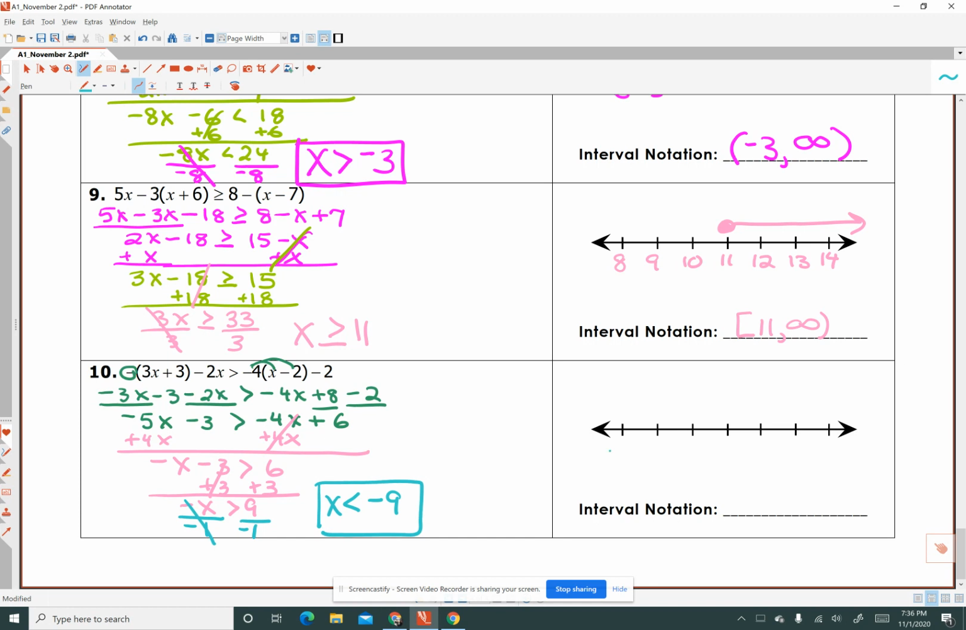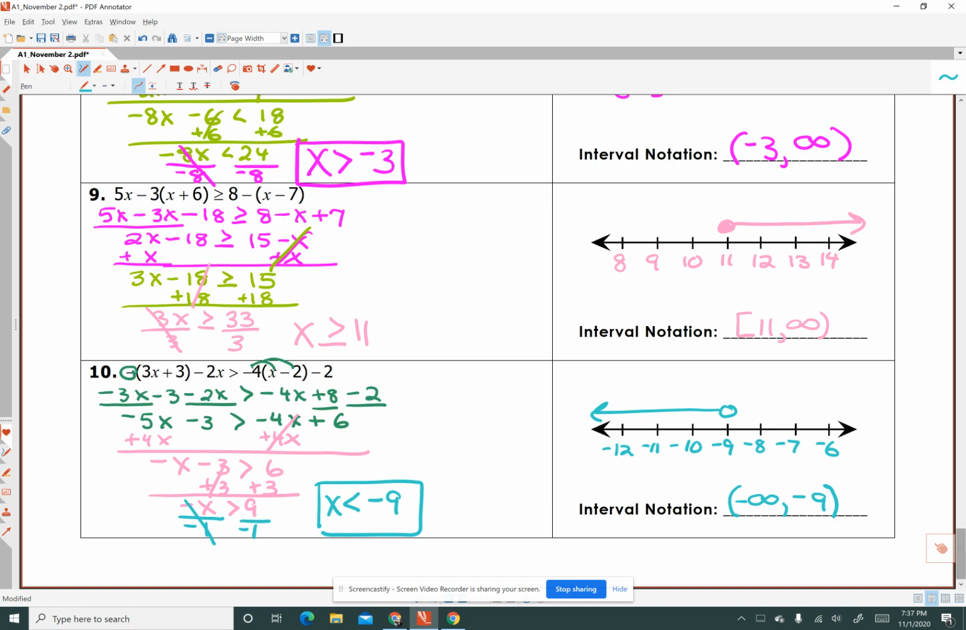So let's go ahead and graph. So we have an open circle on -9. Our graph goes to the left toward -infinity. So that's parenthesis, -infinity, comma, -9, parenthesis. There's our final answer.